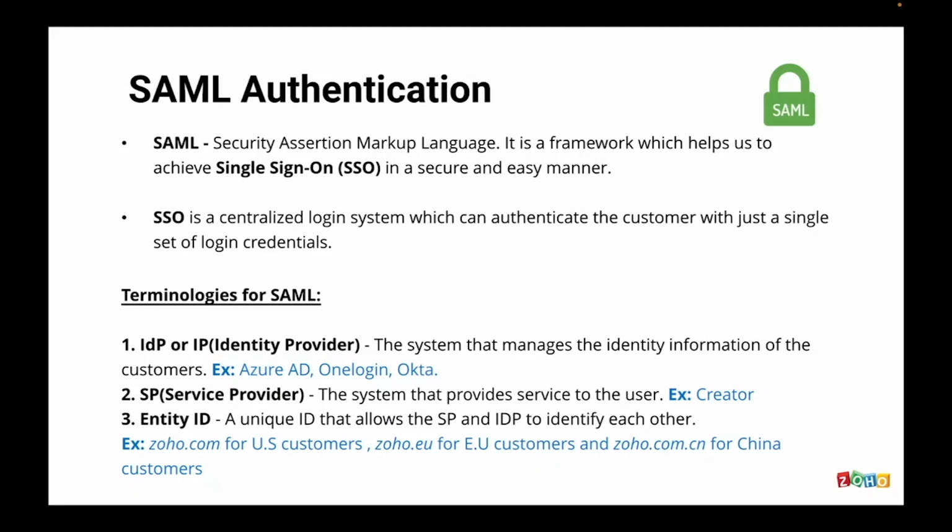So entity ID is a unique ID which we need to configure based upon the data center, which is DC. So for US data center, it's going to be zoho.com. For EU, it's going to be zoho.eu. For India, it's going to be zoho.in. And for China, it's going to be zoho.com.cn. The most important component of SAML authentication is single sign-on. So single sign-on is an authentication method again that enables users to securely authenticate with multiple applications simultaneously. And that's going to happen in your website with just one set of credentials.